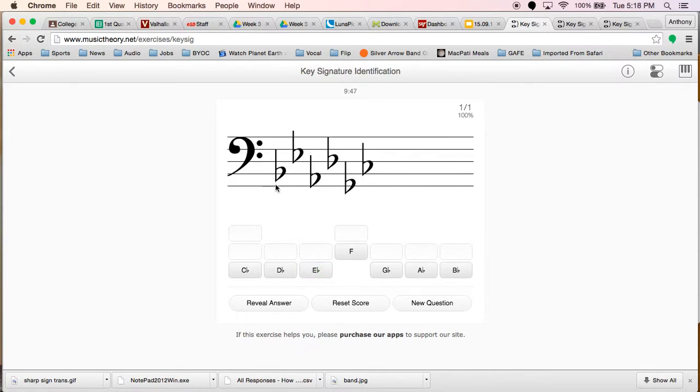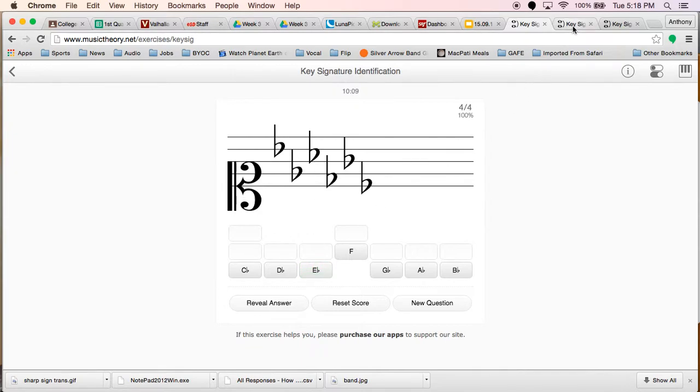This next example, it's a different clef, but the flats are still B, E, A, D, G, C. Those are our six flats. If we look at this example, same clef, but only one flat. That is B flat. And we'll do one more. Different clef, three flats. B, E, A. That's how I read it from left to right.